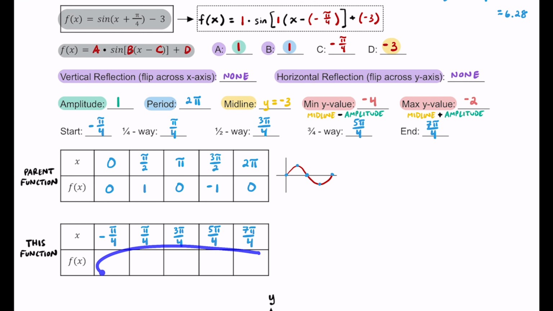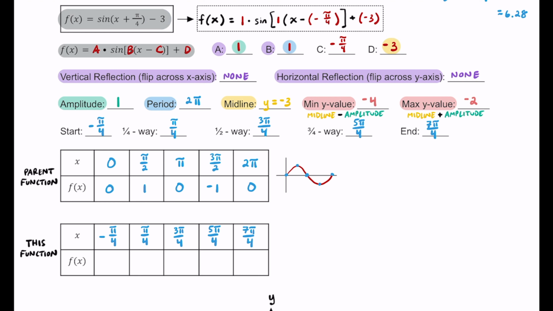Now, how do we get these y values or these f of x values? Should we just use these ones over here? Well, remember, these are y values. They're telling us how high these points are going to be or how low. And we actually got to remember that we have a shift, right? This d value of negative 3, this minus 3 told us that all of the y values were going to be shifting down 3 units.